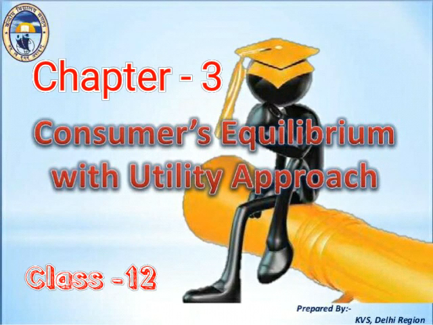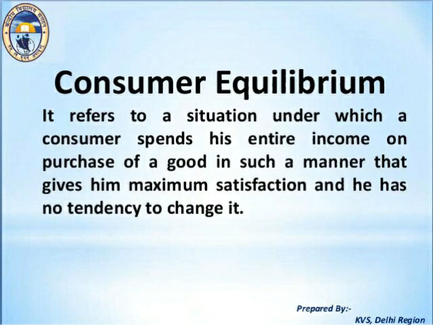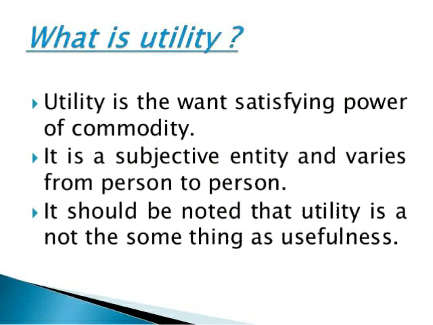Chapter number 3, Consumer Equilibrium with Utility Approach, Class 12. Let's first see what is consumer equilibrium. It is a situation under which a consumer spends his entire income on purchase of goods in such a manner that it gives him maximum satisfaction.